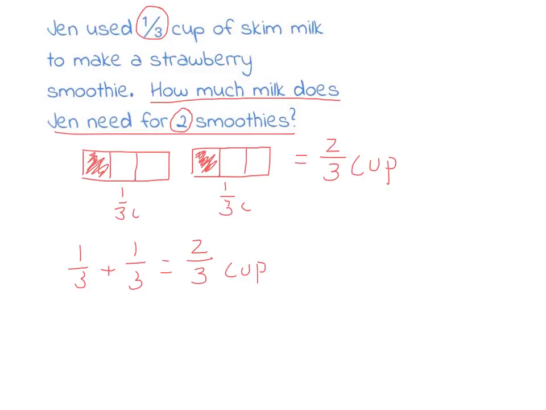The last strategy would be to represent this with a multiplication equation. Well, since I'm adding 1/3 over and over again, that's just repeated addition. So I can turn this into a multiplication problem because remember, multiplication is just repeated addition. Well, since there are 2 1/3s, I can multiply 2 times 1/3, and that would give me 2/3 cup of skim milk.